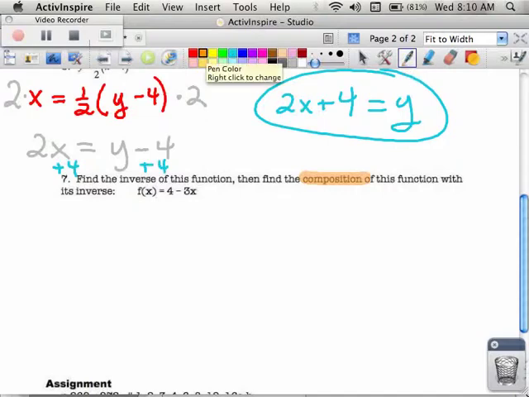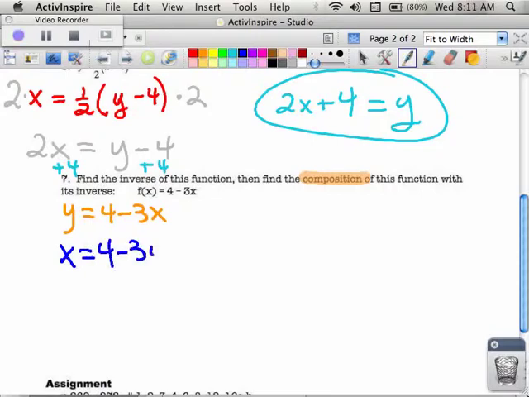So first of all, I don't really like to see f of x. I don't know why, but it's easier for me to think about it when I see y equals 4 minus 3x. Because I always know that step number 1 is switch the x and the y. So now I switch that x and the y, and I have x equals 4 minus 3y.